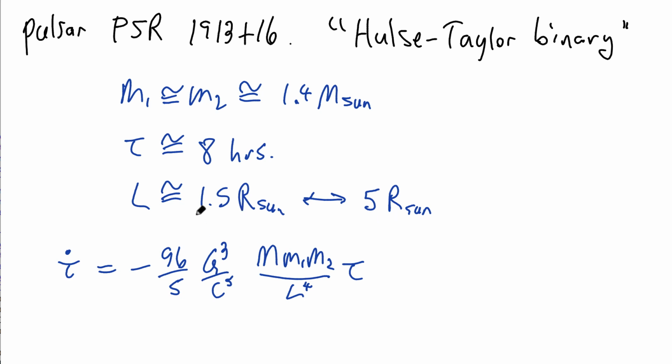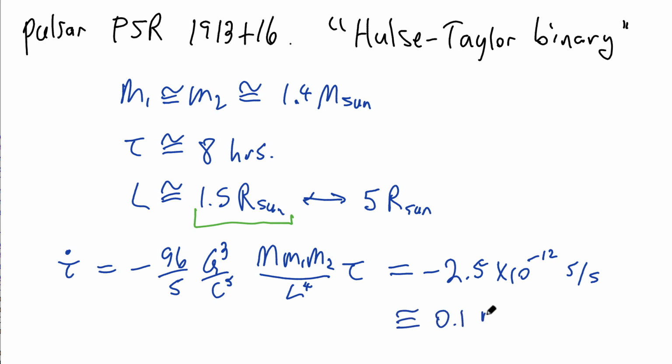So choosing L equal 1.5 times the radius of the Sun, our prediction for tau dot is minus 2.5 times 10 to the minus 12 seconds per second. In other words, for each second that passes, the orbital period decreases by about 2.5 times 10 to the minus 12 seconds. And this is roughly on the order of 1/10 of a millisecond per year.